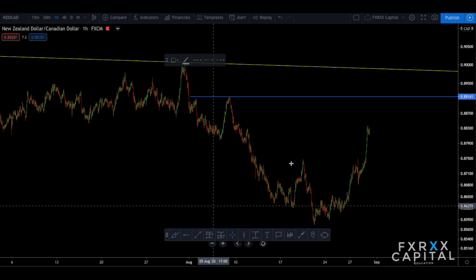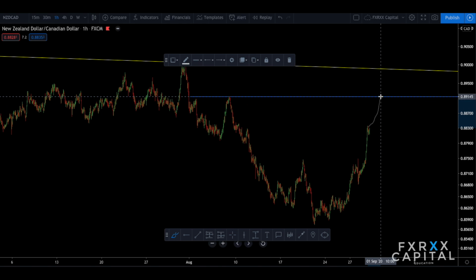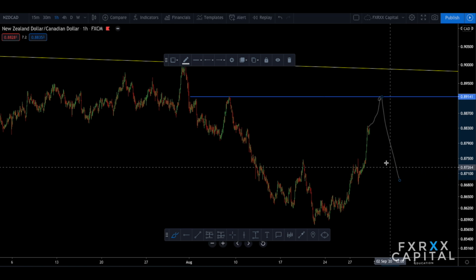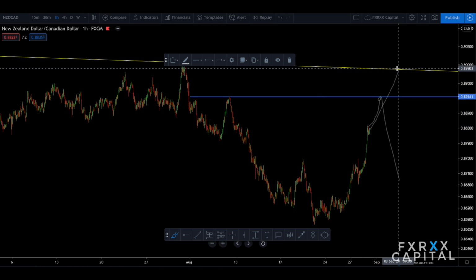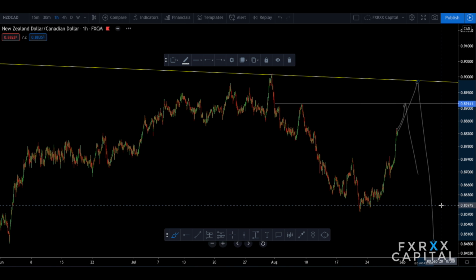So I expect price to play in this area and move to the downside, or move to this area and move to the downside again. We see how price develops and we capitalize. This is a very familiar pair for most of the forecasts for the past few weeks.